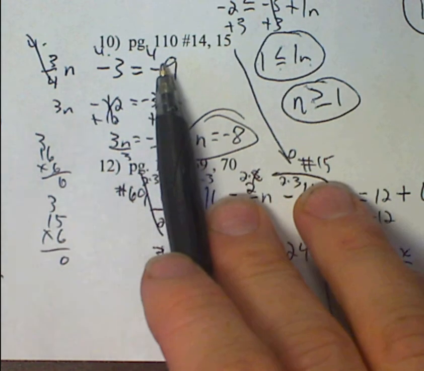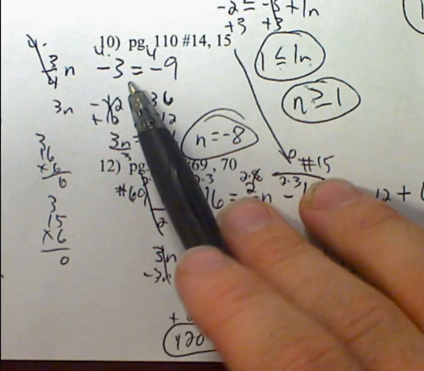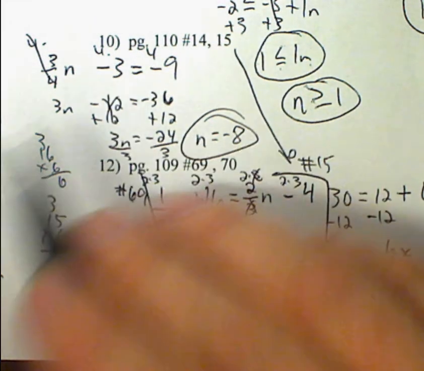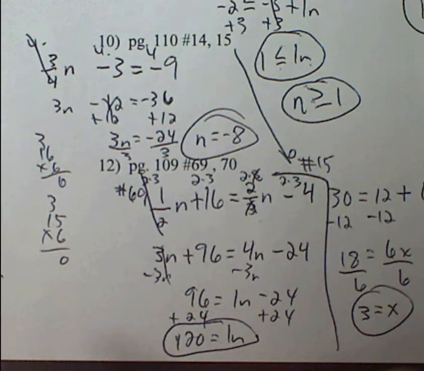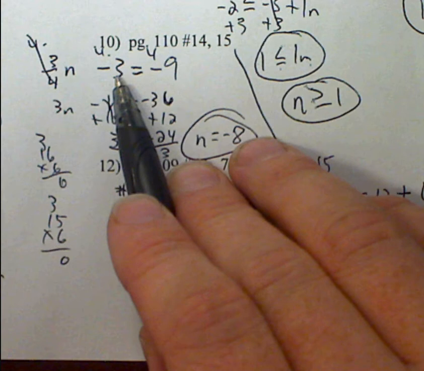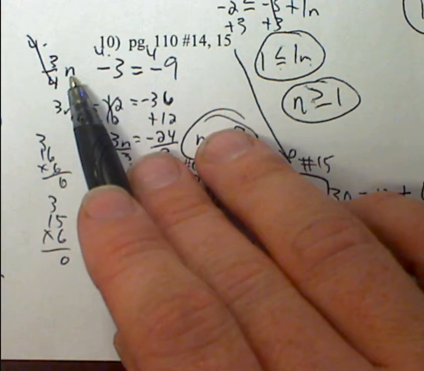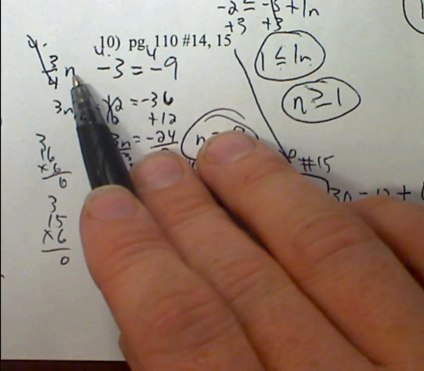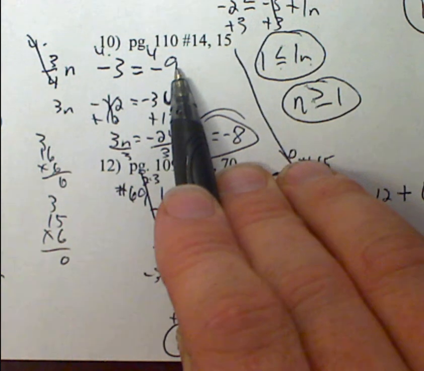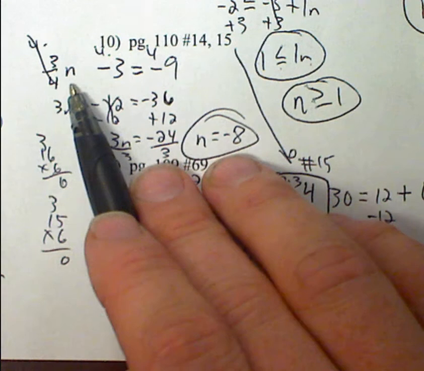Page 110, number 14. On page 110, number 14, it says 3 less than. Less than means to subtract, but put it to the back. So minus 3, it's less than 3/4 of a number, so 3/4 of a number, so I put in. Is means equals -9.